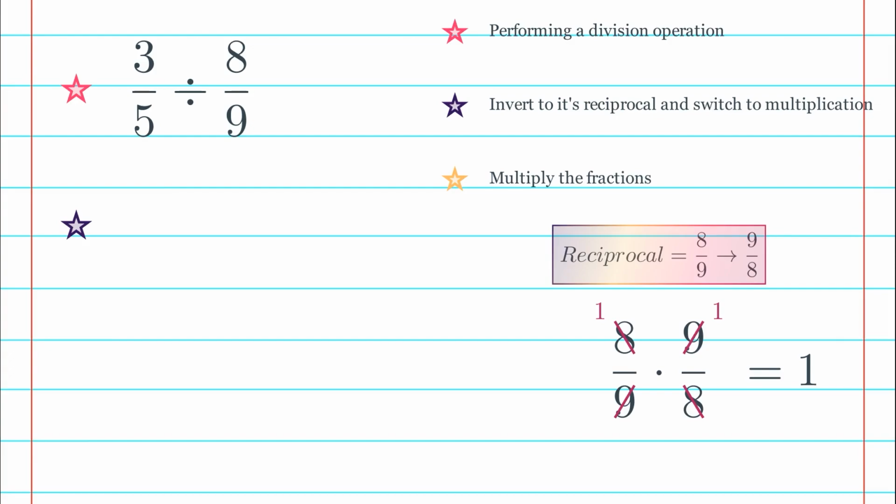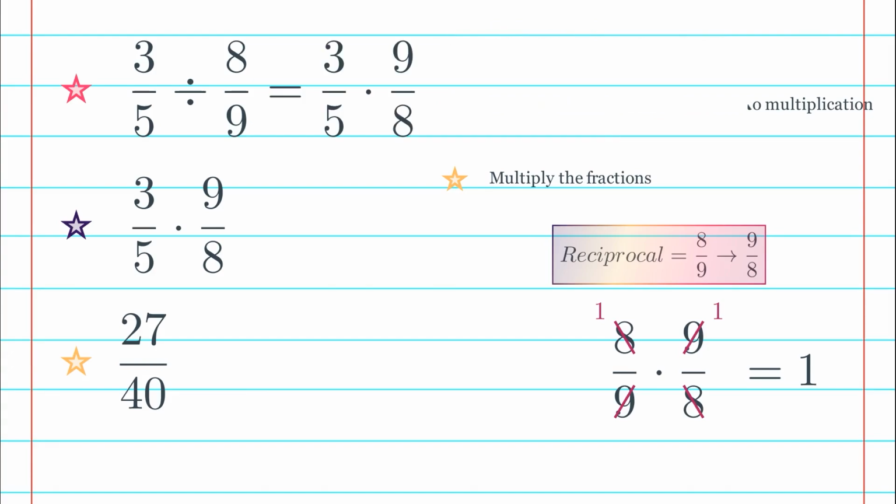Now that we have the reciprocal of the second fraction, we can perform the division operation. Using the reciprocal requires us to switch the division operation to multiplication. Now we can multiply the fractions simply. After multiplying the fractions, we get 27/40.